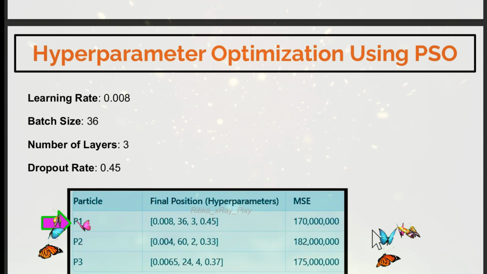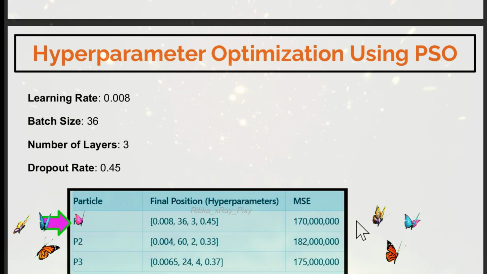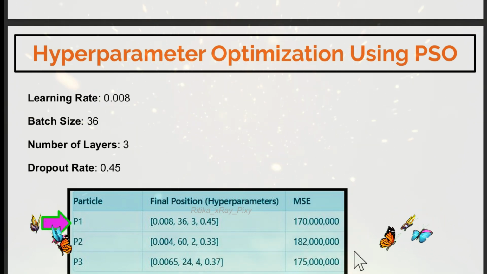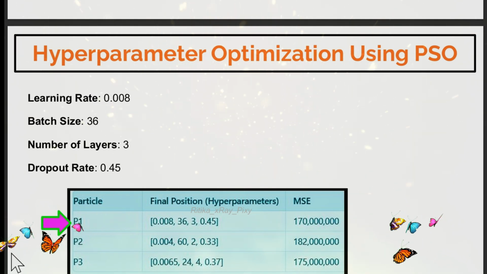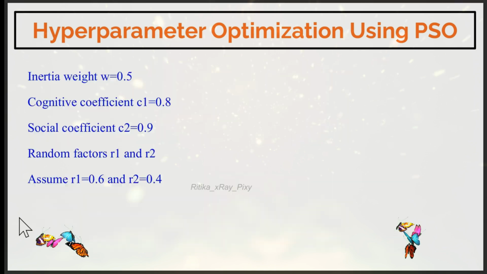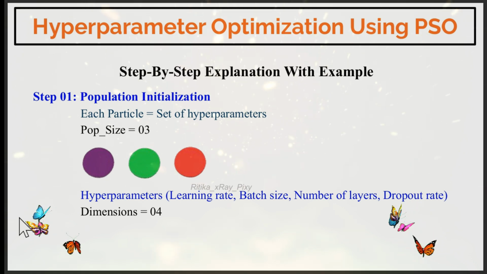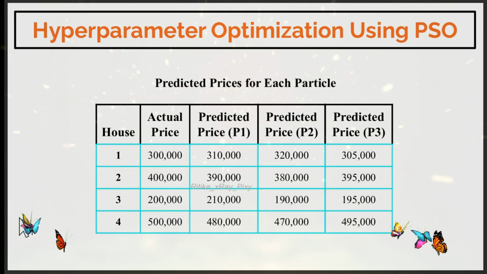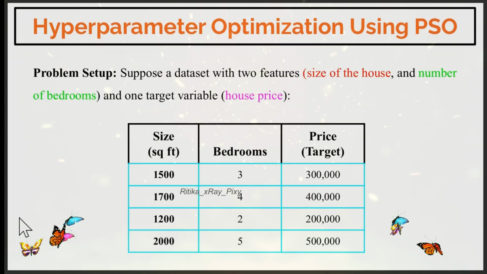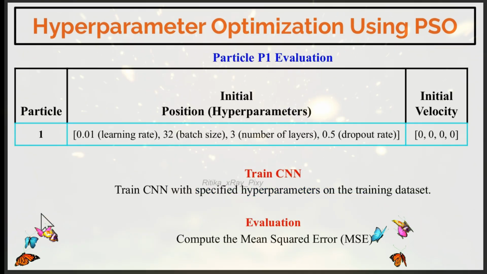Here you can see that among all the particles, P1 has the best parameters, having the minimum mean squared error among these particles. So here we will consider this first particle as the best solution. We used hypothetical predicted prices to calculate the mean squared error for each particle. You can use your own data set here. Here you can see these hypothetical predictions. In a real-world scenario, you can train the CNN on the data set. You can see this PSO algorithm iteratively updating the hyperparameters and minimizing the mean squared error.